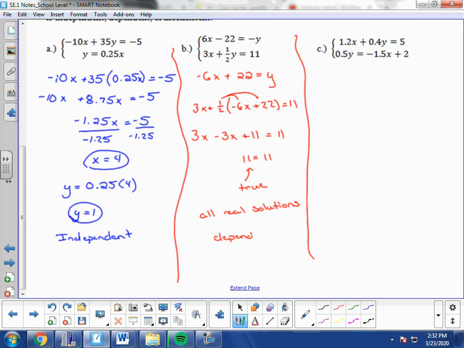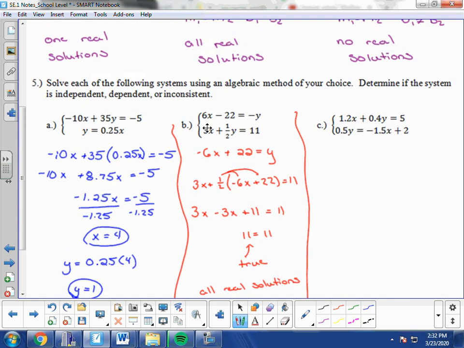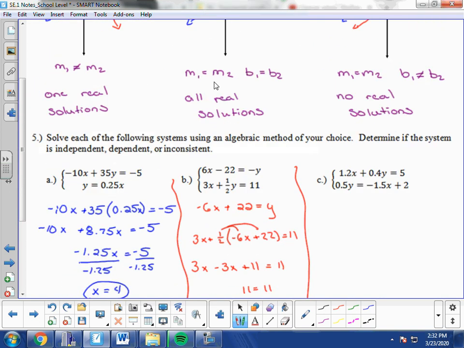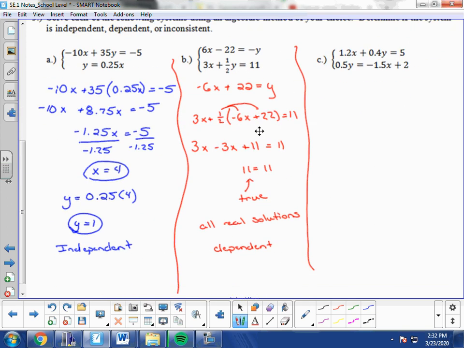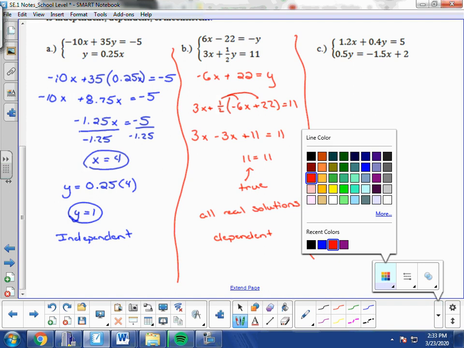So when you come up with all real solutions, this is dependent. Another way that we could look at this is if we simplify this to rewrite for y, we would notice that they would have the same slope and the same y-intercept. Now let's go ahead and take a look at C.